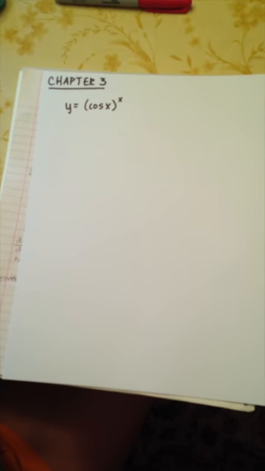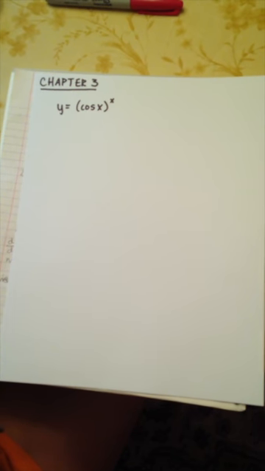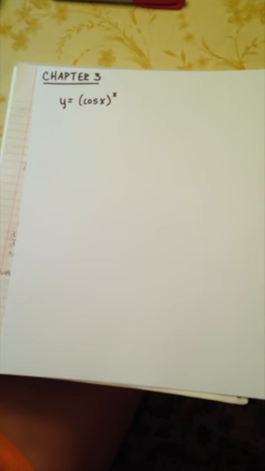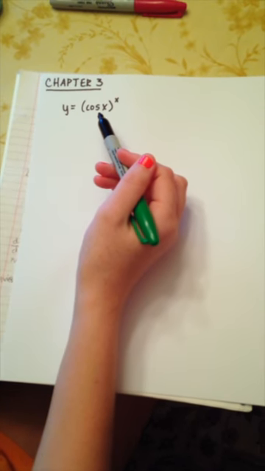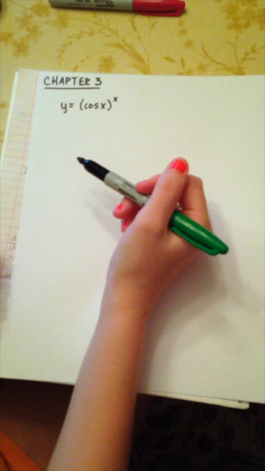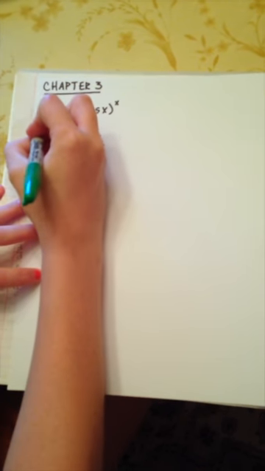Okay, here we are doing a problem from chapter 3. It's super exciting. We're going to have some log rules and take the natural log of both sides just to figure out how to find the derivative of this problem. Okay, so we're going to solve it by taking the natural log of both sides. So we're going to start with step 1.